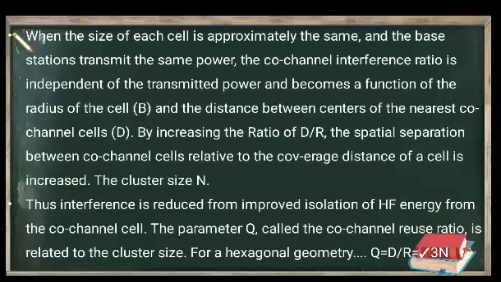With the help of the distance and radius, we can find out the Q parameter, that is the co-channel reuse ratio. That Q we can find out by the D by R ratio, and in terms of cluster size it is the square root of 3N. Okay, with the help of this factor we can maintain the co-channel interference in a given system.